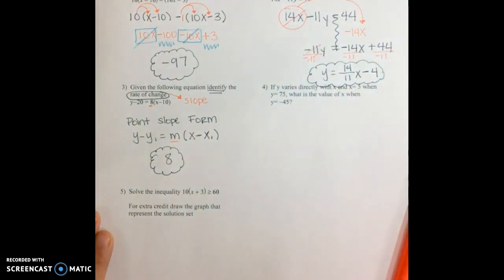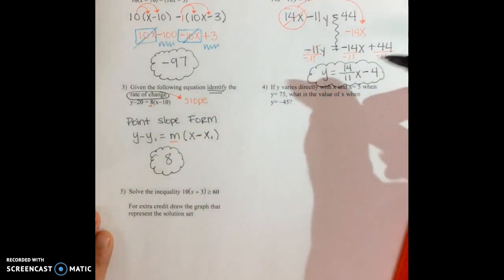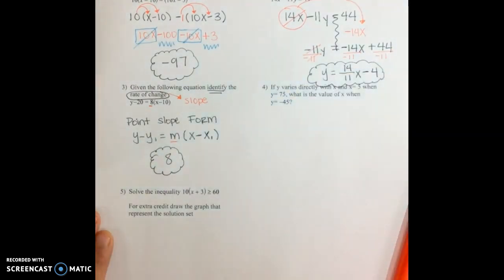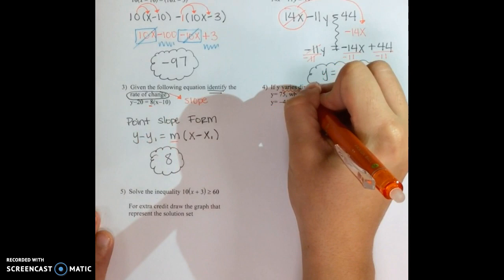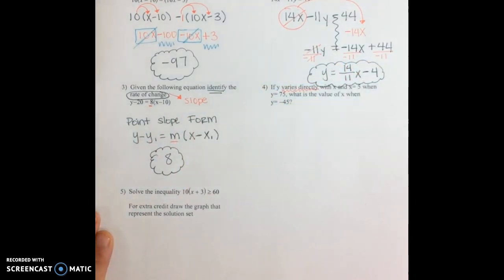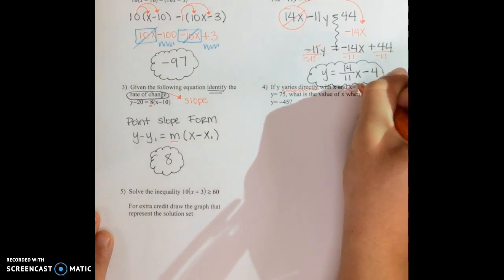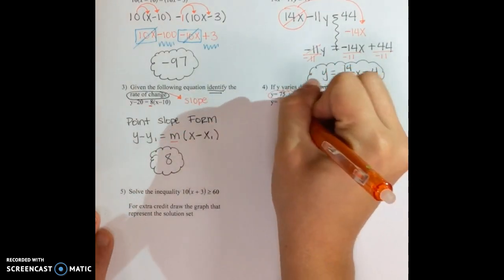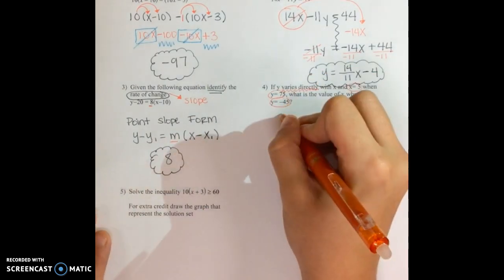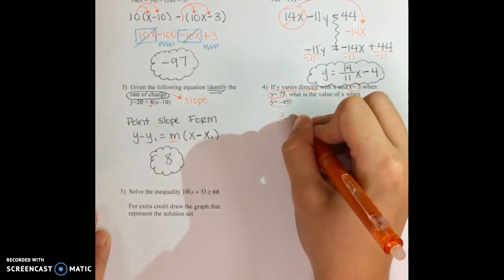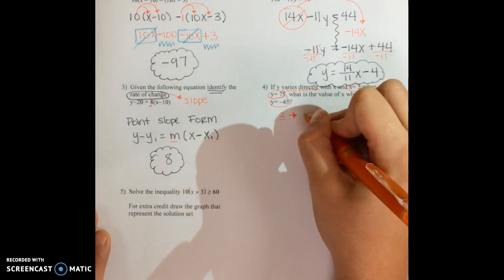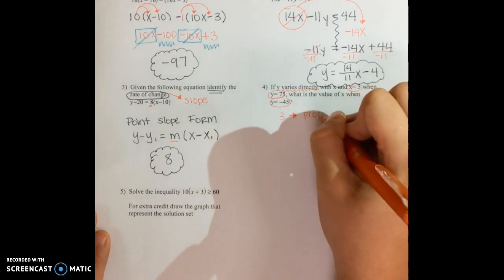Y varies directly with x, and x equals 5 when y is 75. What is the value of x when y is negative 45? A big thing I want you to know is the words "varies directly." When you see them, think: how many numbers did they give me? They give me 1, 2, 3 numbers. Since they gave you 3 numbers and it's a direct variation problem, you need to set up a proportion.